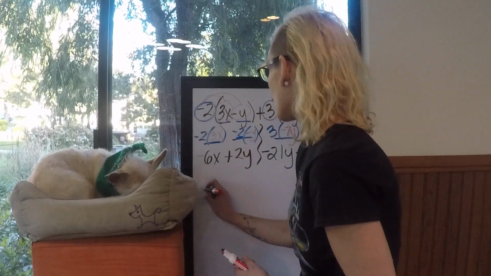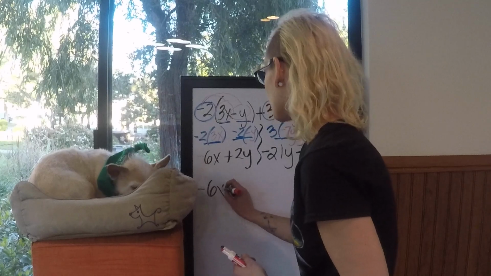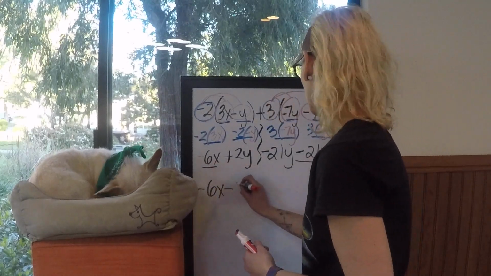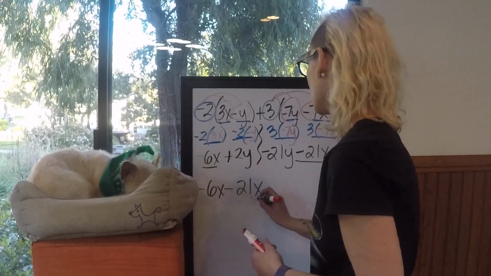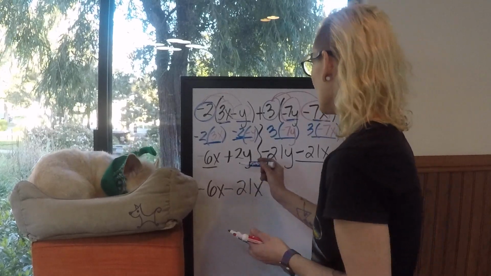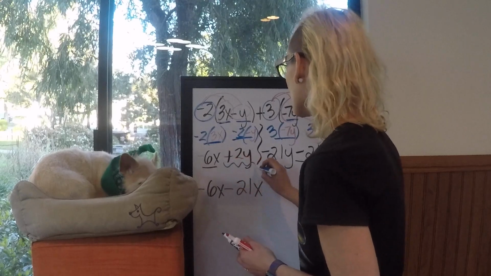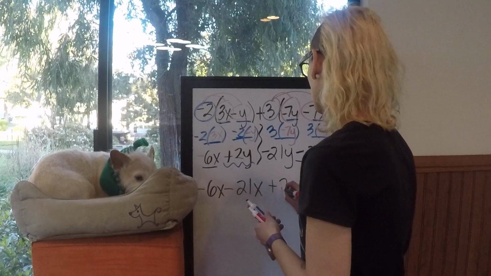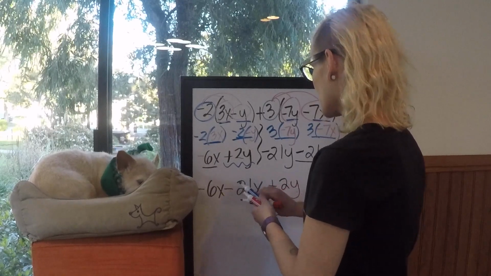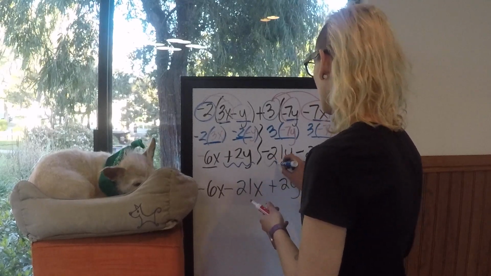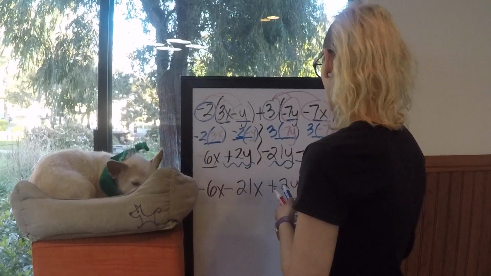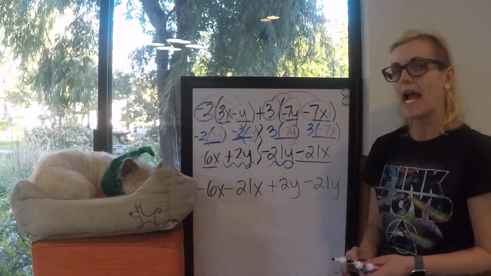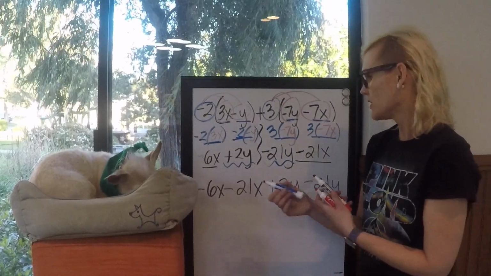So I see that we have a negative 6x. I also see that we have a negative 21x. I can also see that we have a positive 2y, and I can see that we have a minus or negative 21y. Okay, so I want to add those like terms together.